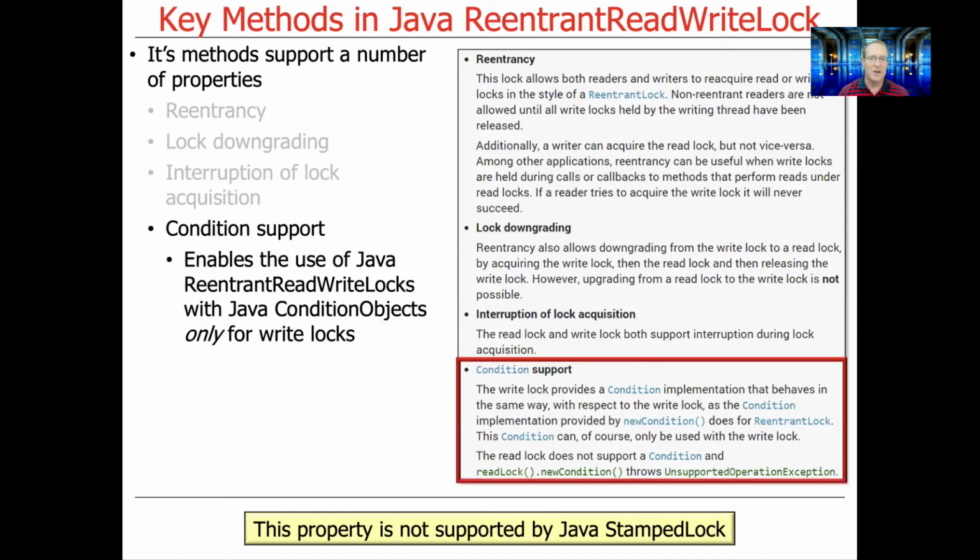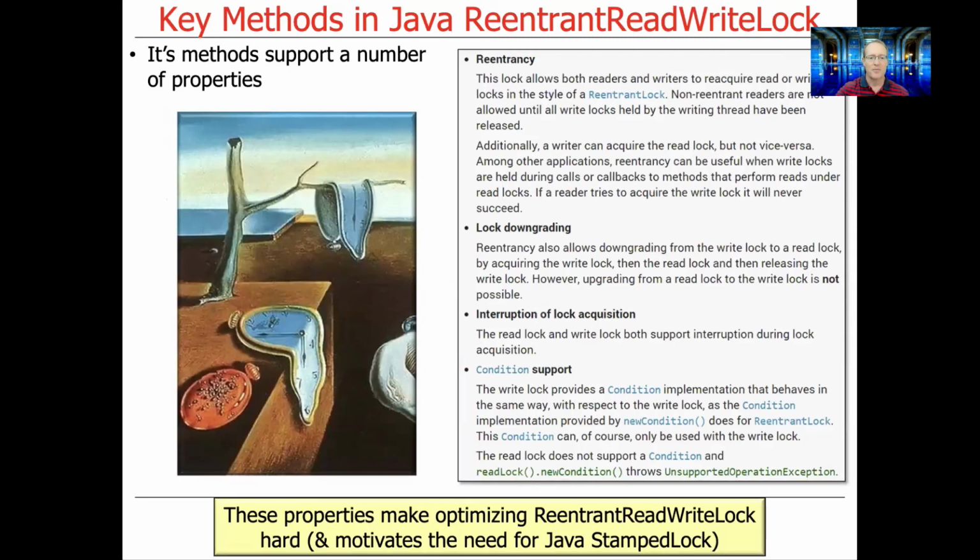And then finally, there's the notion of condition support. You can actually have condition objects that are associated with Java ReentrantReadWriteLocks. However, they only work for write locks, not for read locks. This property is also not supported by Java StampedLock. You can't use them in conjunction with a condition object.